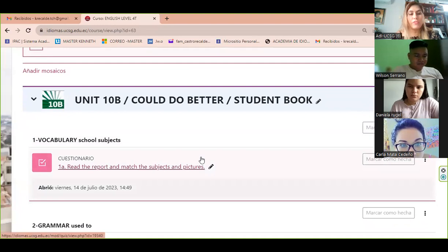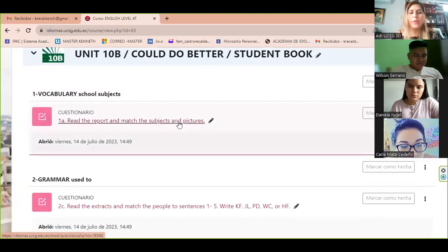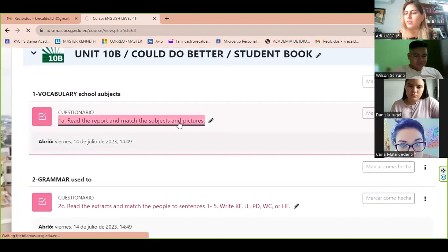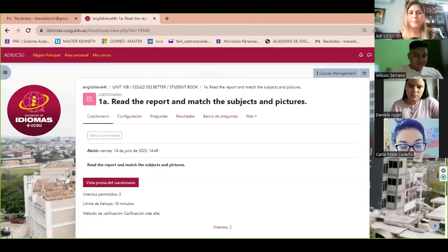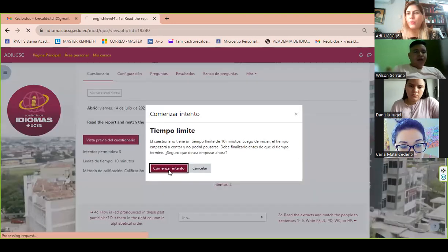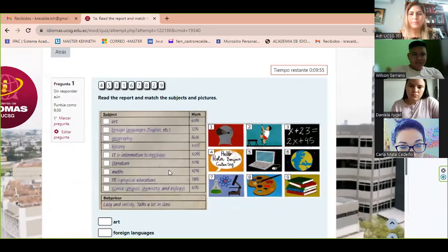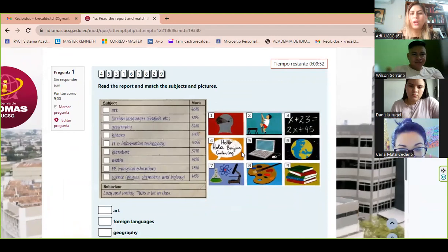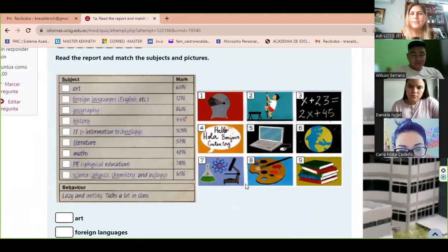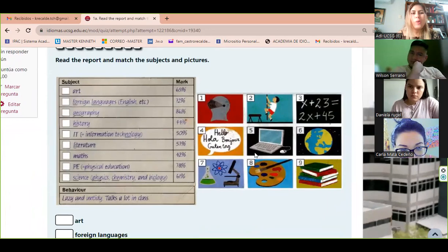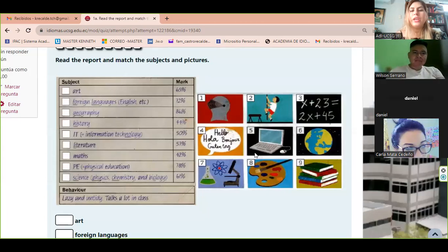Now, let's start with the first exercise. We have a questionnaire. It says, read the report and match the subjects and the pictures. So let's see. Let's do the first exercise with me. Okay, so here we have some numbers from 1 to 9, and here we have the subjects, yeah? So I'm going to give you some time for you to match them, which are related to arts, foreign languages, geography, history, information technology, literature, math, physical education, and science. Come on, do it, please.